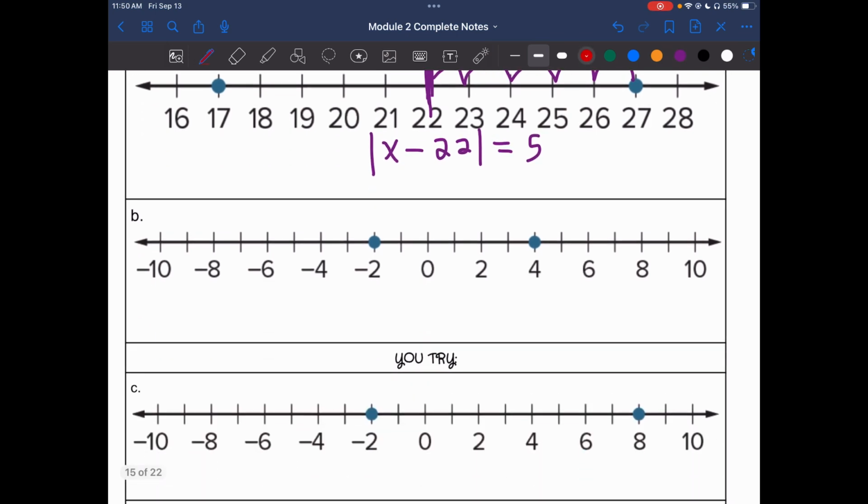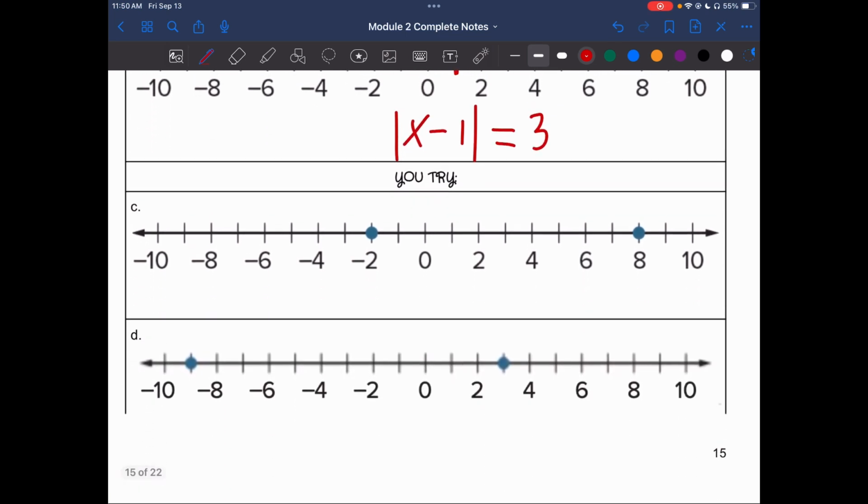For letter B, we're going to do the same thing. We're going to find that midpoint between our high and our low. Our midpoint is right here at 1. So we do the absolute value of x minus 1 is equal to, how far away is it? 1, 2, 3. Now, there are two you-try problems for you. I want you to do those and then check your work against mine.